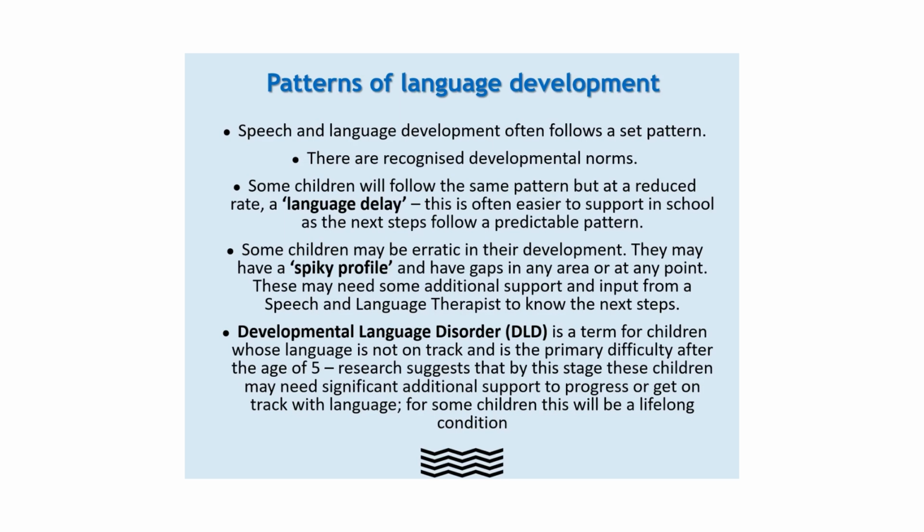Developmental language disorder, DLD, is a term for children whose language is not on track and is the primary difficulty after the age of 5. Research suggests that by this stage, these children may need significant additional support to progress or get on track with language. For some children, this will be a lifelong condition.